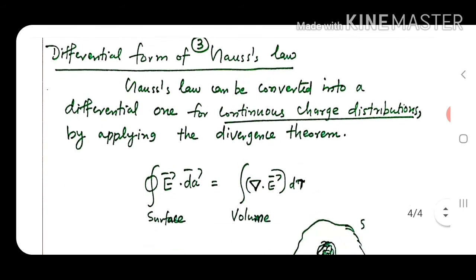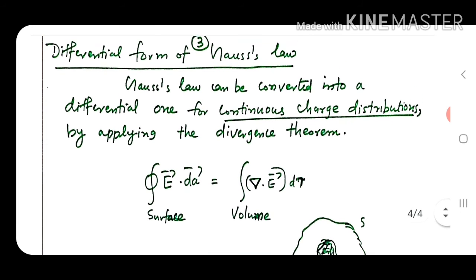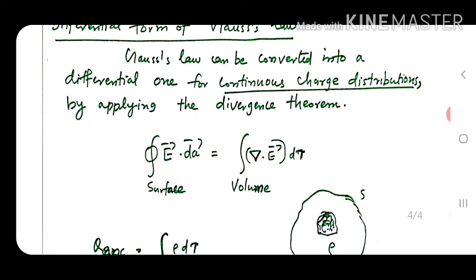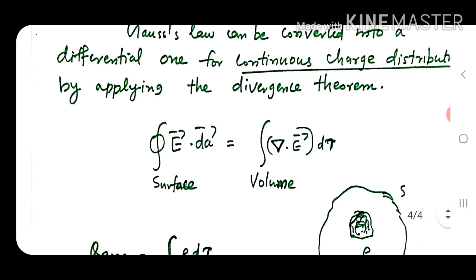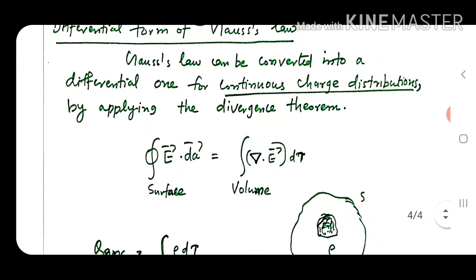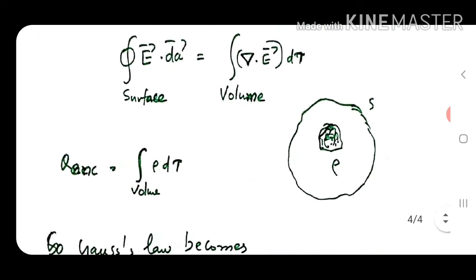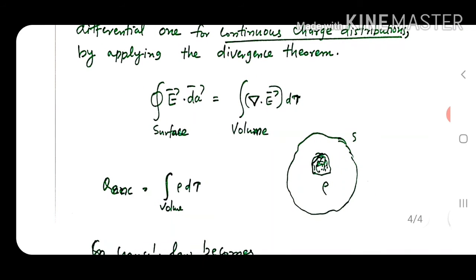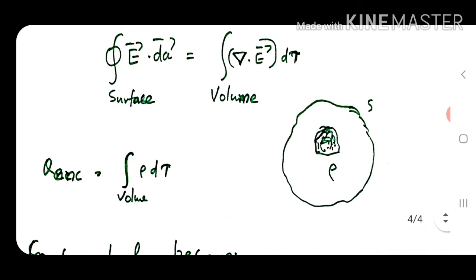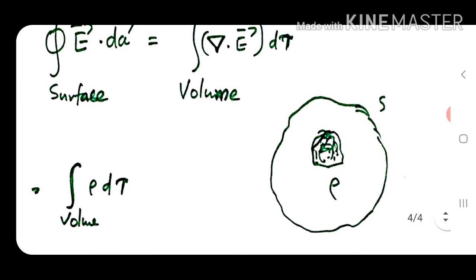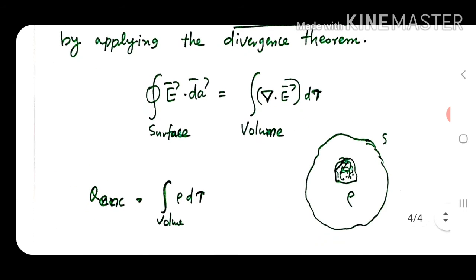Now we look at the differential form of Gauss's law. Gauss's law can be converted into a differential one for continuous charge distributions by applying the divergence theorem. Instead of single point charges, we are considering a continuous charge distribution, a volume charge. See a volume charge here, and S is a surface enclosing this volume charge.